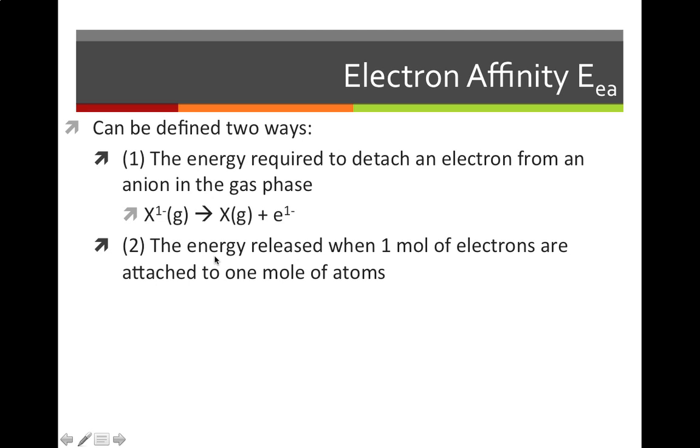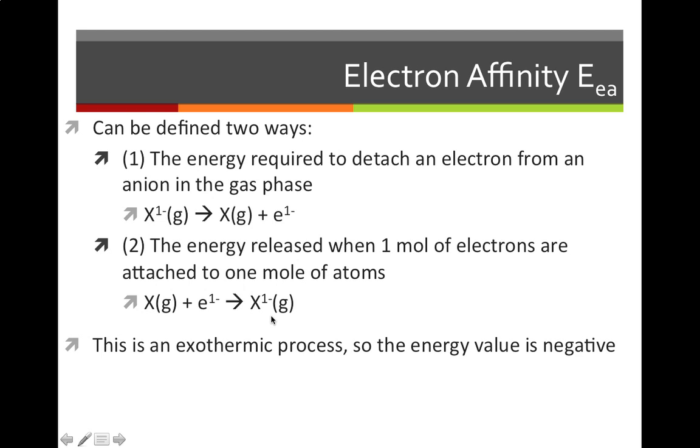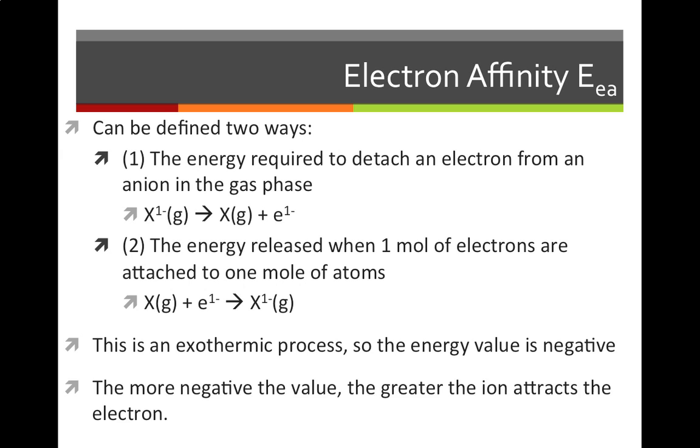Or the other way we can define it is the energy released when 1 mole of electrons are attached to 1 mole of atoms. And so here's my atom, no charge, and then we have an electron here that gets attached to my atom, becoming an anion. It's an exothermic process, so the energy value is going to be negative, so all of my electron affinity values are going to be negative. The more negative the value, the greater the atom attracts the electron.